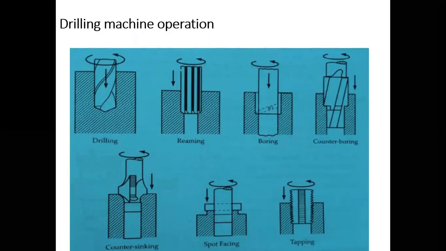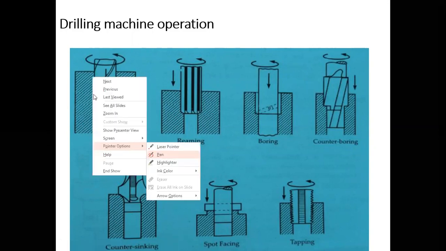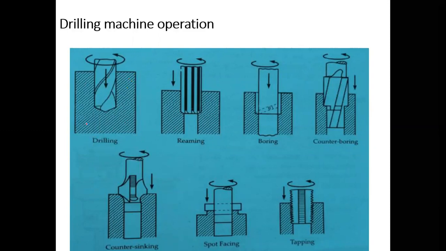These are the operations, and you can see all of them in a single slide. Drilling is a typical process. Drilling is nothing but making a hole. The hatched portion is the workpiece, and in that workpiece we are making a hole of this size using a cutting tool. This is a typical cutting tool, which is nothing but your drill.